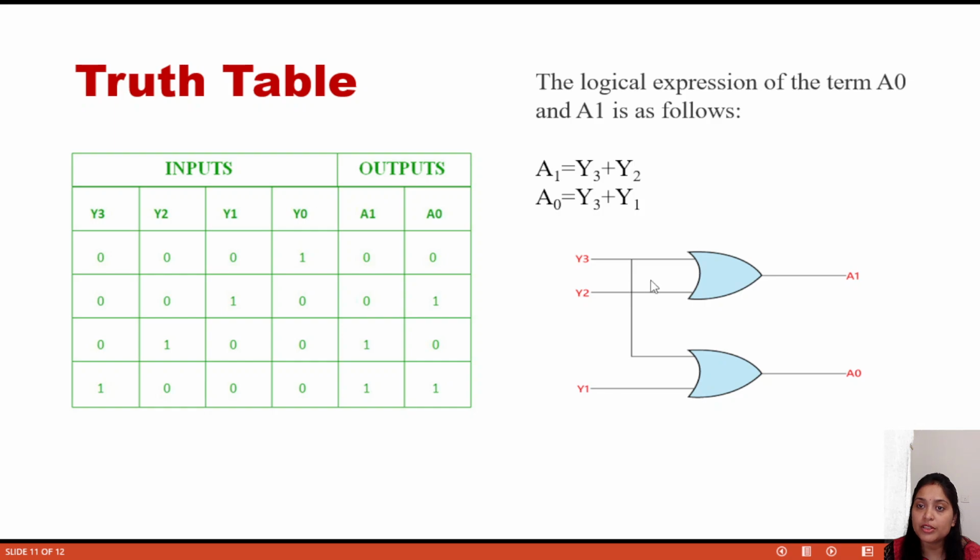Okay, now based on these logical expressions we have to design the circuit diagram. These are all in OR formation. First of all, y3 and y1 pass through an OR gate and form a0, and then again y3 and y2 pass through another OR gate and form a1. So these are the combinations of the encoder, that means it is a 4 to 2 encoder.